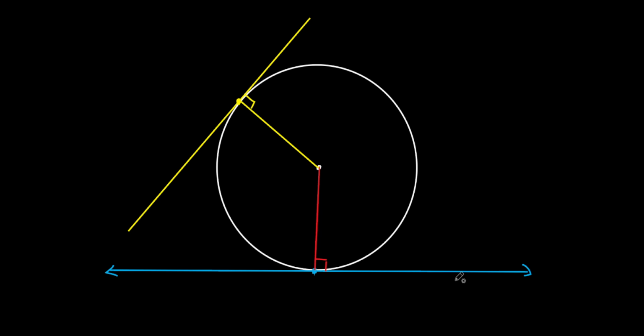What if you had this? What if you didn't know the blue line was a point of tangent or a tangent line? But you did know that this line segment, this radius, is perpendicular. So what if you knew that this was perpendicular? Then what could you say about that blue line? Then it's a tangent line. That's right. That's the converse of what we said earlier. It goes both ways.